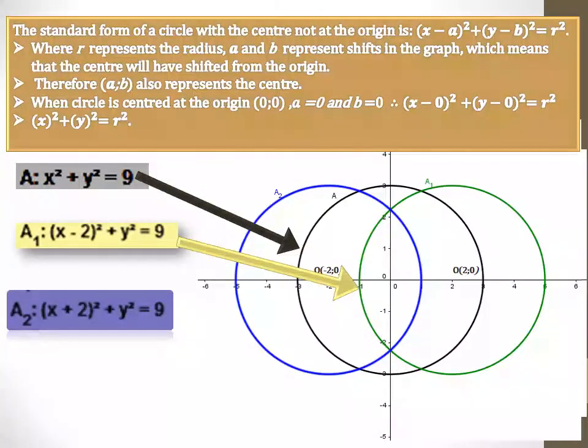So the graph shifts horizontally. When we subtract 2, it shifts to the right. It shifts to the left when we add 2. So therefore, when you subtract a, your graph will shift to the right. When you add a, the graph will shift to the left.